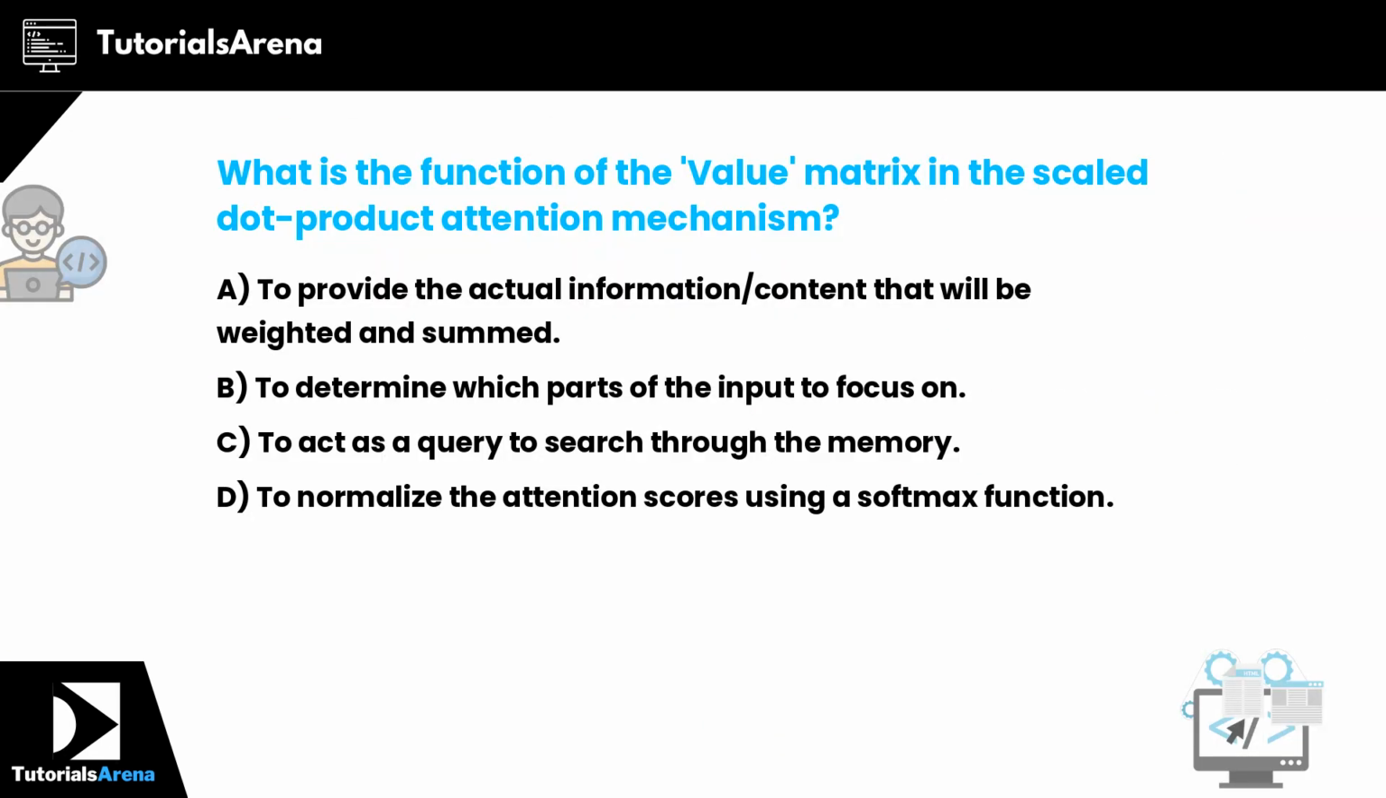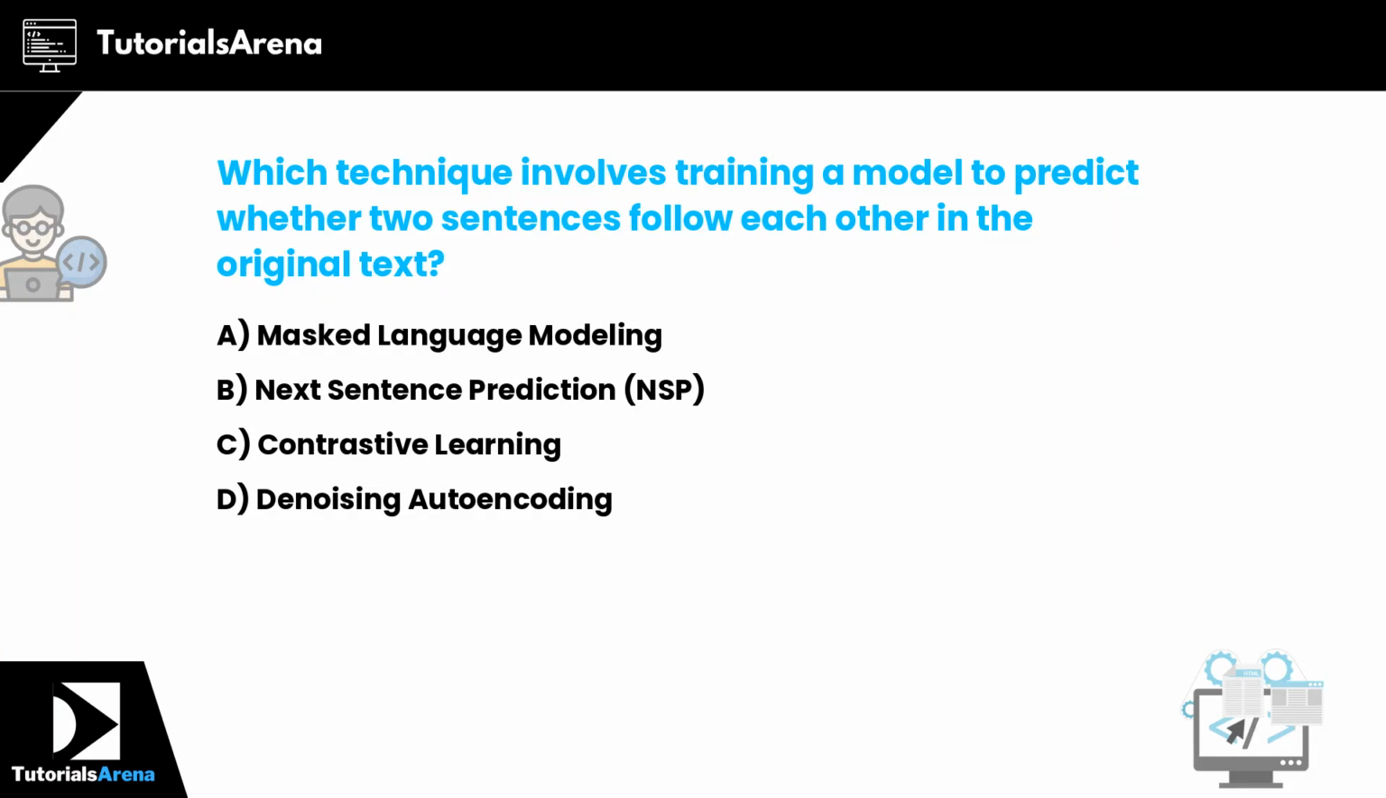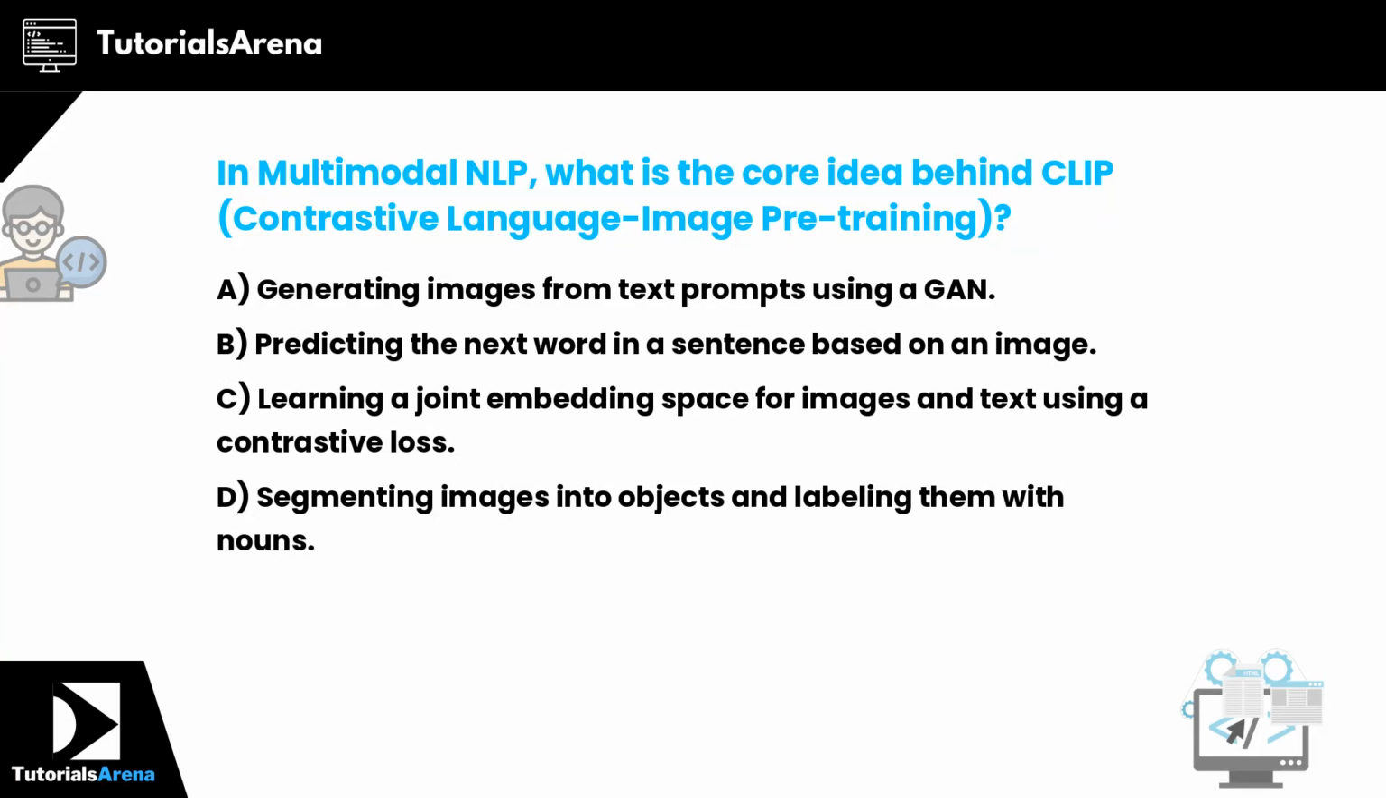What is the function of the value matrix in the scaled dot product attention mechanism? The correct answer is option A. To provide the actual information or content that will be weighted and summed. Which technique involves training a model to predict whether two sentences follow each other in the original text? The correct answer is option B. Next sentence prediction, NSP.